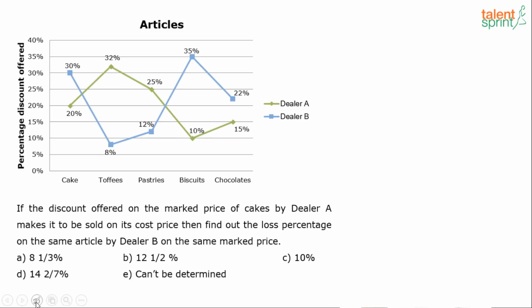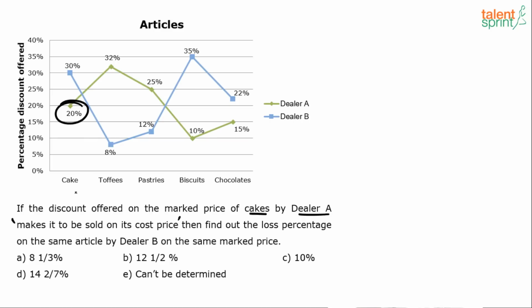So here we go. Read the question. It says, if the discount offered on the marked price of cakes by dealer A makes it to be sold on its cost price, then find out the loss percentage in the same article by dealer B on the same marked price. Understand, what are we referring to? We are referring to cakes by dealer A. Discount offered is 20%. Now this is important.